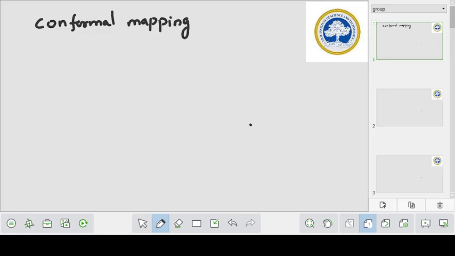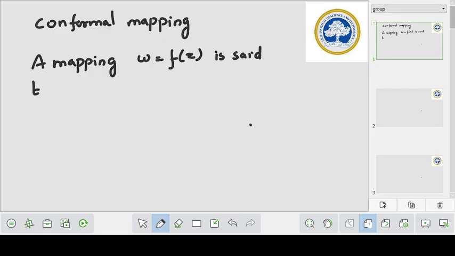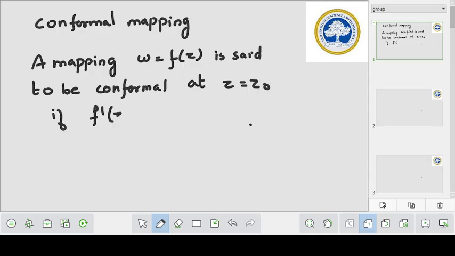A mapping w equal to f of z is said to be conformal if f dash of z is not equal to 0. By formal definition, a mapping w equal to f of z is said to be conformal at the point z equal to z naught if f dash of z naught is not equal to 0.